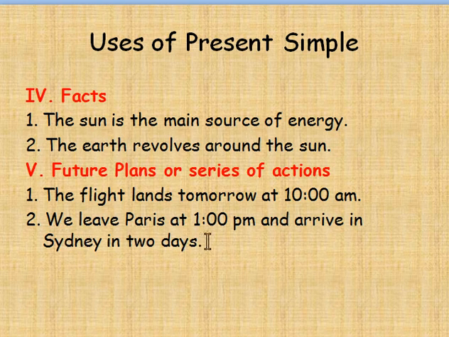We leave Paris at 1 p.m. and arrive in Sydney in 2 days. It's a series of actions. If you look at this sentence, there are two actions which are happening one after the other, but it's referring to a series of actions. That's why we need to say it also in present simple.